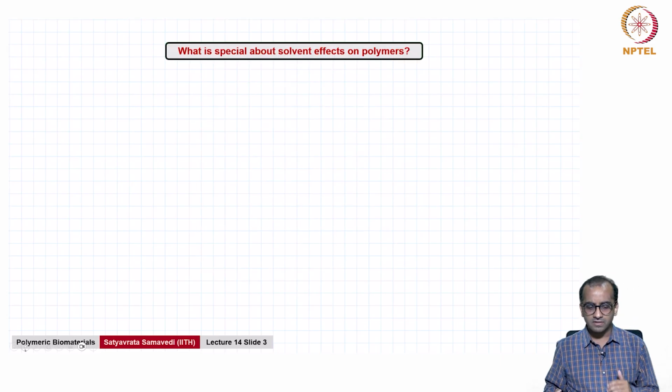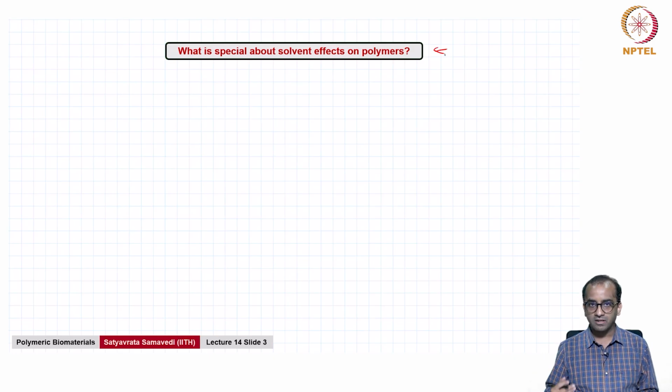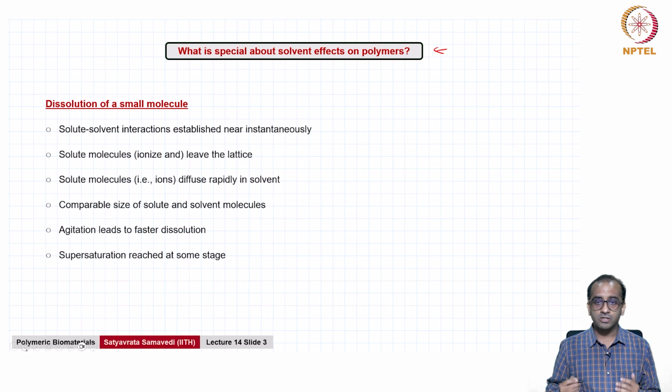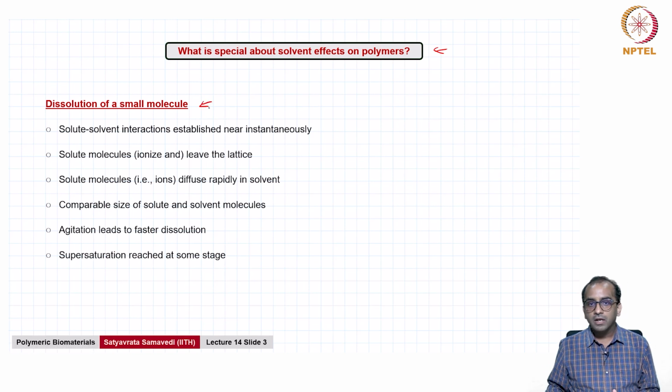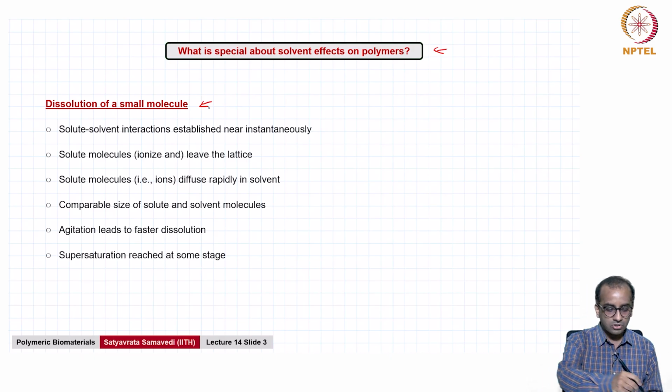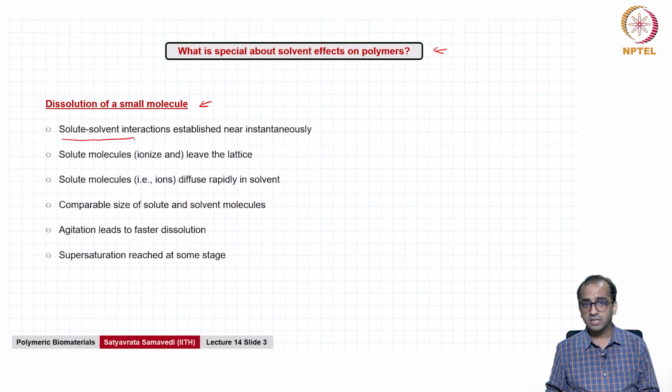So we'll first ask this very simple question: what is so special about the effects of solvents on polymers? And for that, the starting point is something that would be more familiar to us, where we will consider the example of a small molecule, such as a salt. So now if you consider the dissolution of a small molecule, if you take salt crystals, and you try to dissolve it in water, you will see that the solute-solvent interactions are established almost instantaneously.